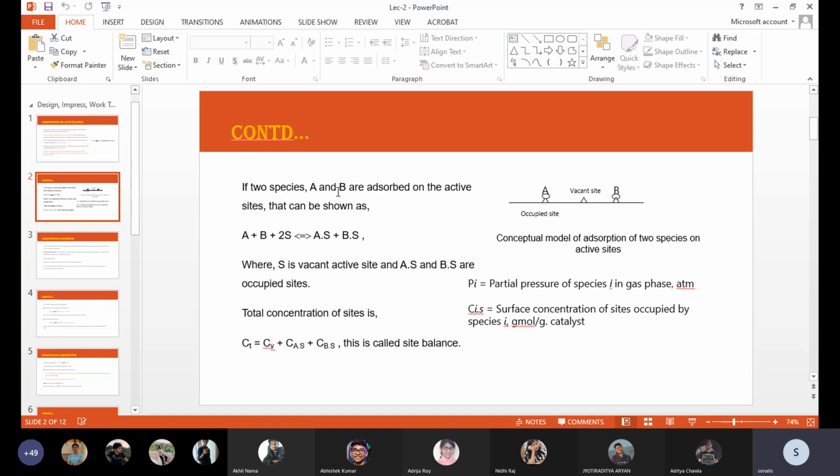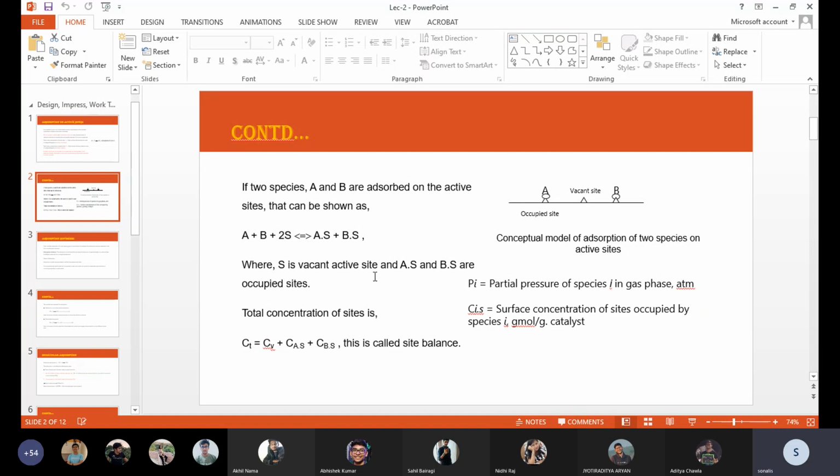So if two species A and B are adsorbed on the active sites, it can be shown as A plus B plus 2S is equal to A dot S plus B dot S. For adsorption, we need two vacant sites, which after adsorption have become occupied sites. So this is denoted as A dot S, this is B dot S, and this is S, only S.